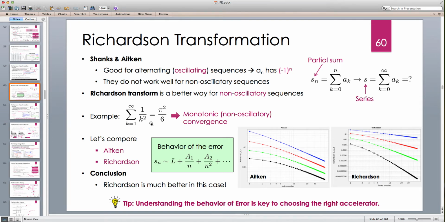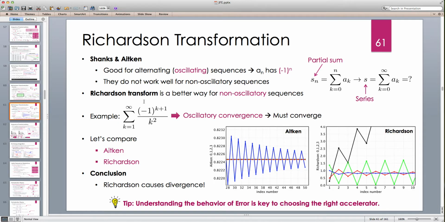And we said that we can estimate the error by converting the error summation into an integral of 1 over x squared from n to infinity, which is 1 over n. So the error for summing up this partial sum of this series behaves like some constant over n plus some constant over n squared, etc. And as we see here, if we apply Aitken 3 times after 50 terms, we only have less than 2 decimal places of accuracy. But if you apply, for example, third order Richardson, after 50 terms, we have more than 10 decimal places of accuracy.